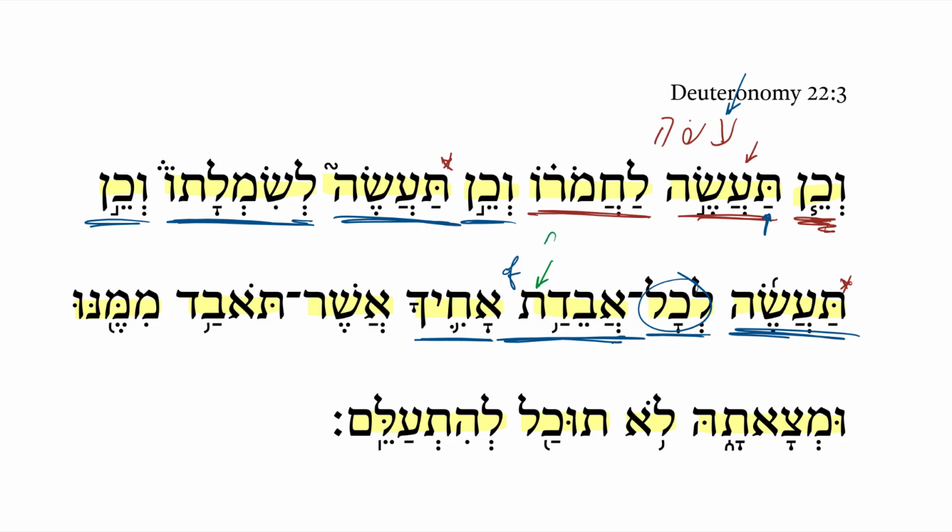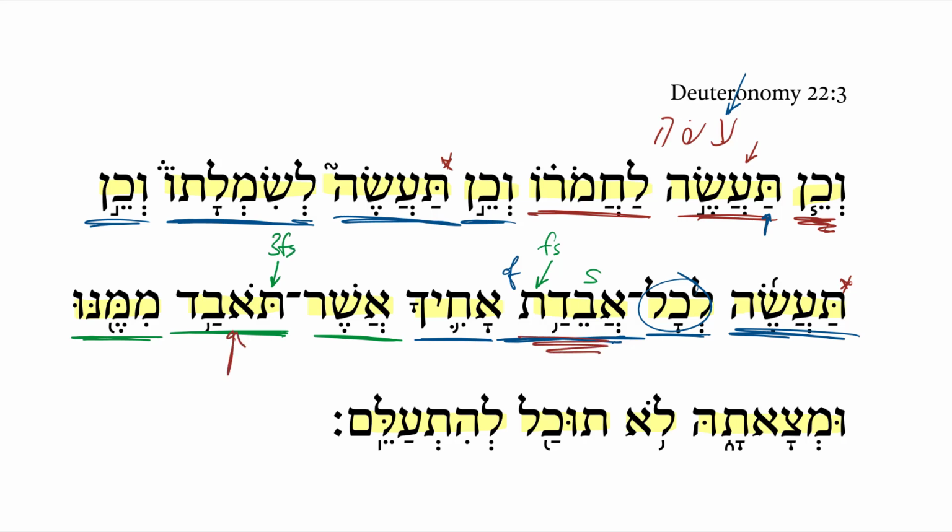And I want to point out too the shift to the feminine singular as the subject. Any lost thing of your brother, which perishes from him. Now, this "it," again, is third feminine singular because it is the lost thing.